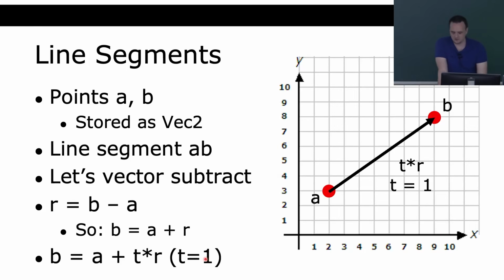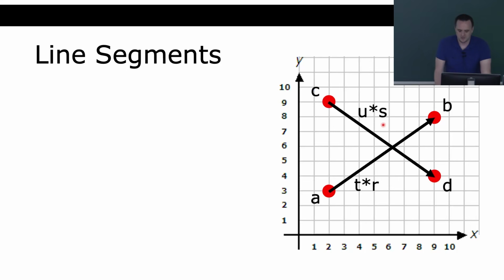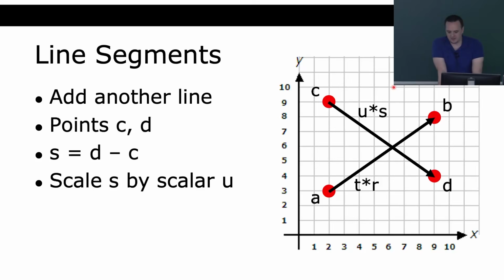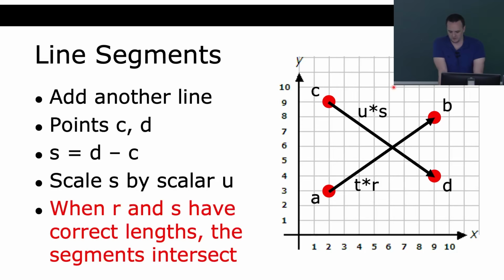Okay, let's introduce another line segment though, so this gets a little bit more interesting. So before, we had r as the vector and t as the scalar. We're just going to increase those letters by 1. So r was the vector before. Now this vector is going to be called s. S is going to go from c to d, and our scalar on that vector is going to be called u. So r and s are the vectors, t and u are the scaling factors. So let's add another line that goes from point c to point d. So s is going to be equal to d minus c, just like r was equal to b minus a. And then we're going to scale s by some scalar value as well, and we're going to call that u.